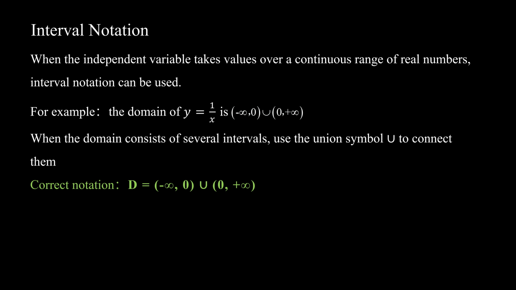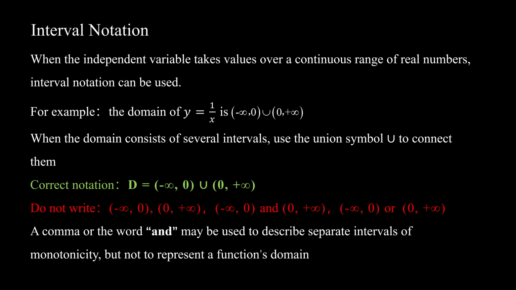When a domain consists of multiple intervals, the intervals must be joined using the union symbol. Do not use commas or the words and/or to connect separate intervals when writing a domain. Commas and the word and may be used when describing intervals of monotonicity, but they should not be used when representing a domain.